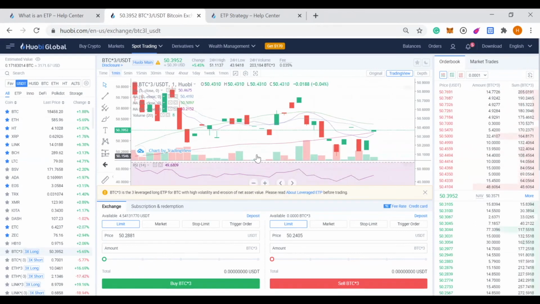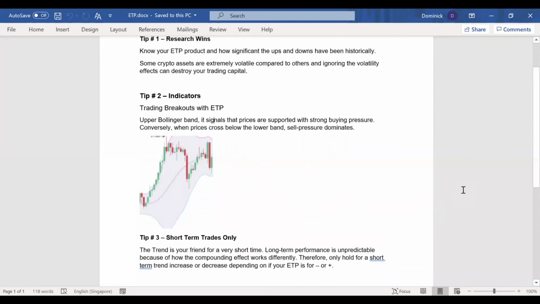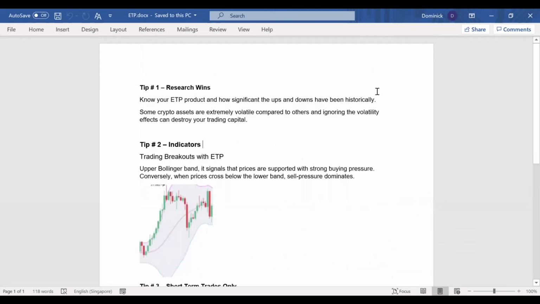And now we're going to talk about 3 tips of using ETP products. Okay, so first off, research is very important. I recommend you do all your research on this. This is just an introductory video, but do your research on not just what an ETP is, but let's say you want to do an ETP for BTC. You want to look at the historical prices for BTC. So know your product, how significant the ups and downs are historically.